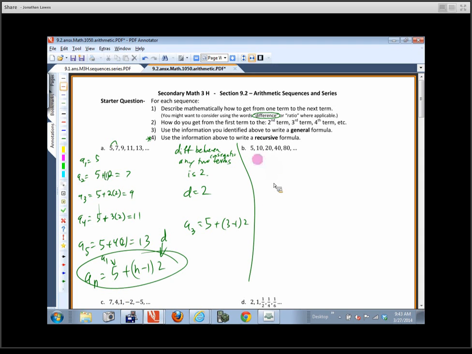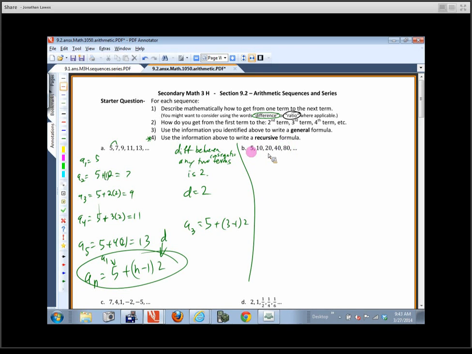Okay, take a look at this one right here. How do you go from one term to the next term? Okay, you times by 2. Okay? So here we said the difference between any two consecutive terms is 2. How could we do this using the word ratio? Ratio between any two consecutive terms is 1/2.